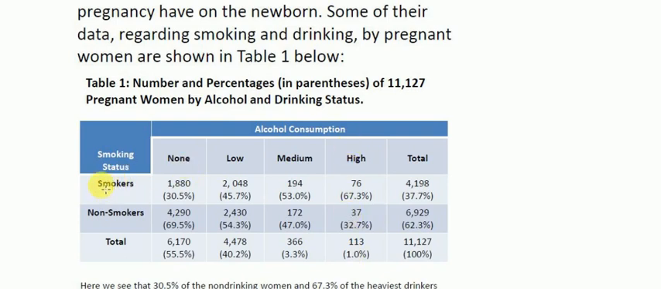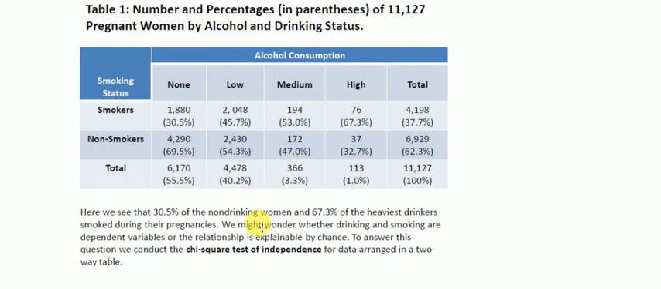Whereas over here we have smokers. This row represents all the smokers, and this row represents non-smokers. Here we see that 30.5% of the non-drinking women and 67.3% of the heaviest drinkers smoke during their pregnancy.